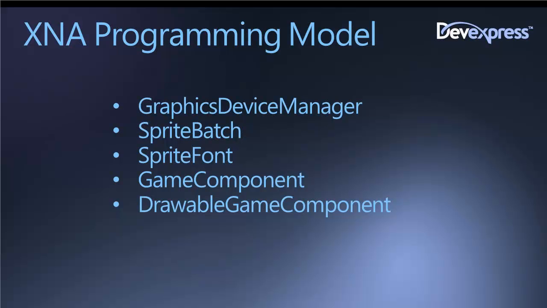So game components by themselves are not drawable. They're strictly processing. It's strictly update. If you are just doing calculations or hitting a service, you just use a game component. If you want to isolate code that actually draws stuff on screen, then you need to use a drawable game component. The only real difference between the two is that you don't have a draw method in the game component, but you do in the drawable game component. Of course, you still have update and initialize, and you have the additional draw method in the drawable game component.